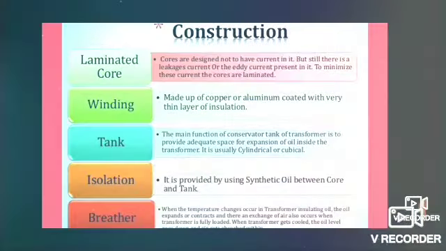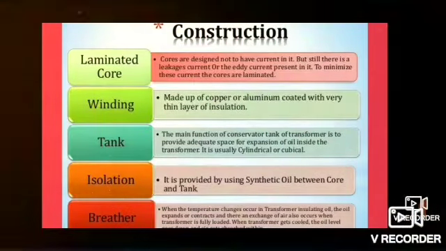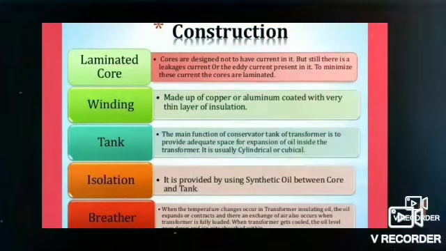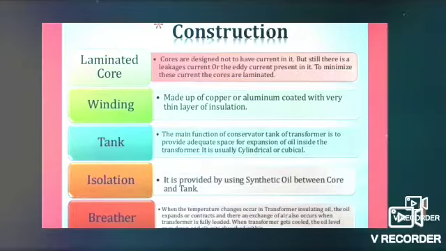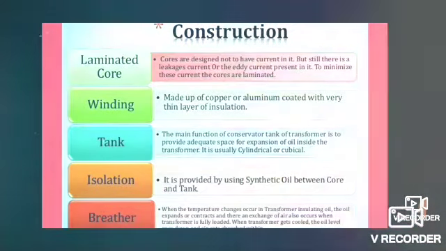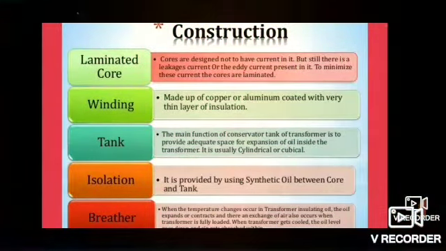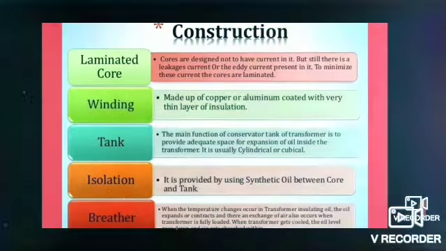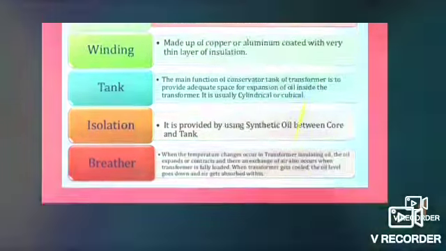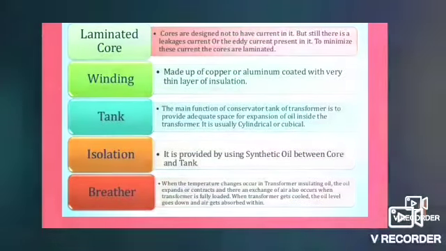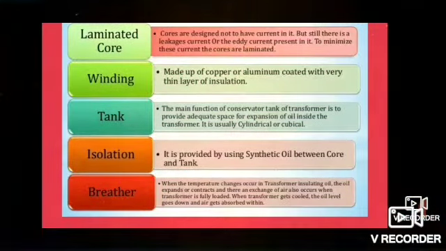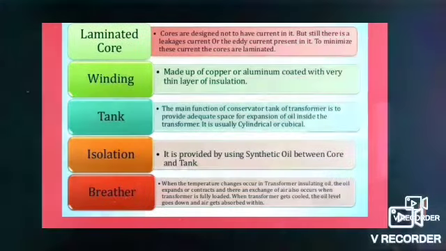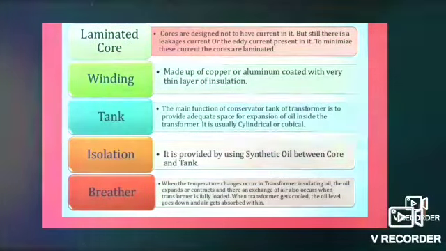Then there will be a winding made up of copper or aluminium, coated with a very thin layer of insulation. Then the tank. There will be a cooling tank. The main function of the conservator tank of the transformer is to provide adequate space for expansion of oil inside the transformer. It is usually cylindrical or cubical. Then there will be isolation. It is provided by using synthetic oil between core and tank. If any fault occurs in the core, it will not affect the tank. If any fault occurs in the tank, it will not affect the core.